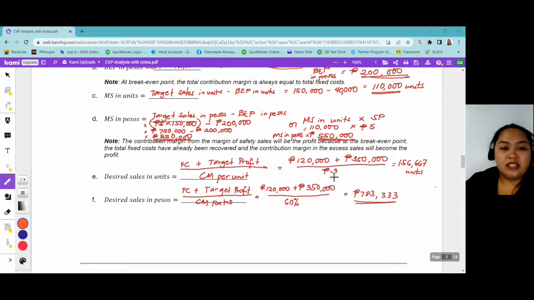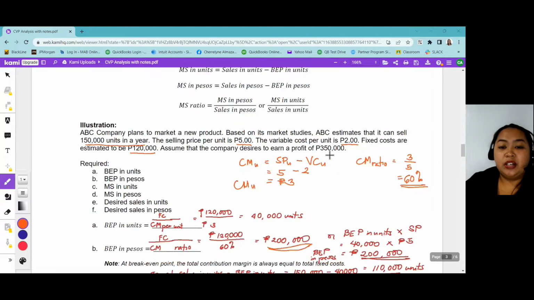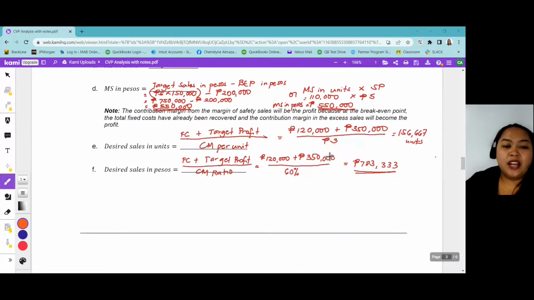So, ano ba ang desired sales natin? Okay. Sabi niya, gusto daw maka-earn ni company ng 350,000 pesos. Okay. So, your desired sales is equals to your fixed cost plus your target profit divided by your CM per unit. Your fixed cost is at 120, your target profit is at 350,000, and then yung CM per unit ninyo is at 3 pesos. Okay, na-compute na natin yung CM per unit kanina. Given naman yung fixed cost, given yung target profit ninyo. So your desired sales in units is equals to 156,667.